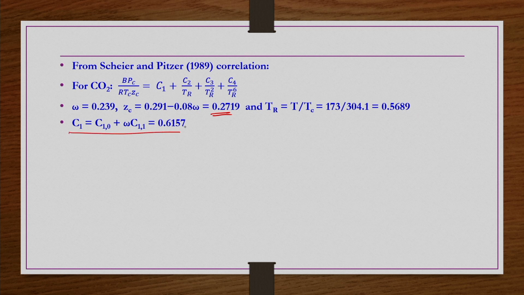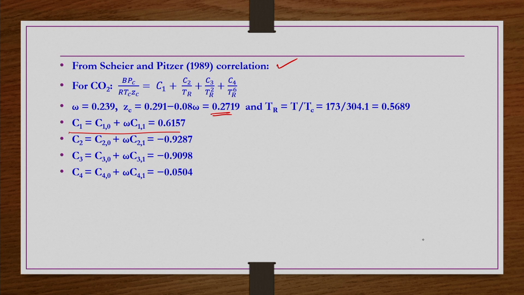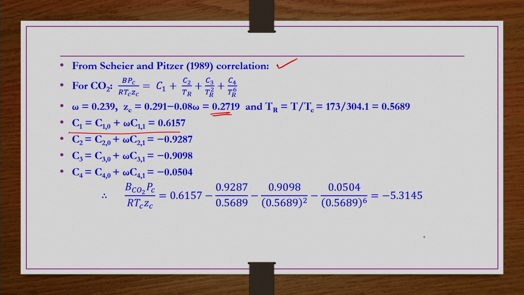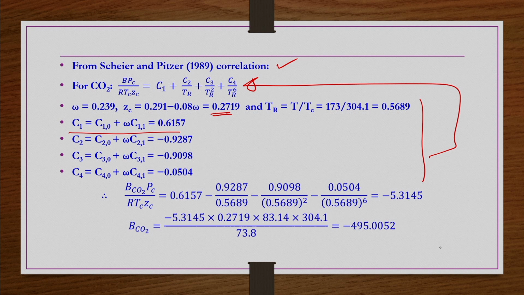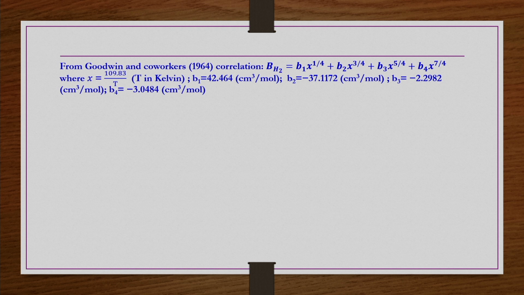C1 we can find out using this correlation according to them, like C2 also we can find out, C3 and C4 also we can find out. Then when you substitute all this information in this expression, you will get BCO2 as minus 495 centimeter cube per mole roughly. I am going forward quickly, because this problem we have already solved in one of the previous lectures, only this part of the problem, that is finding the cross virial coefficient.